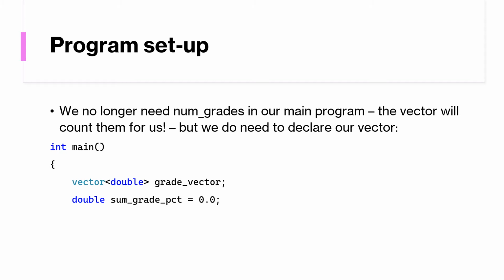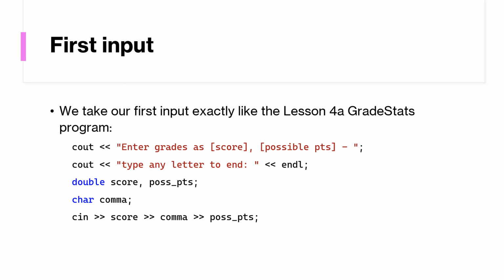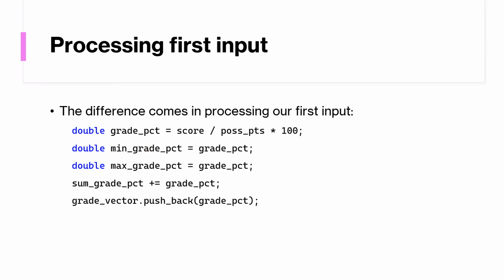Okay. We no longer need the num grades in our main program because the vector is going to count them for us. But we do need to declare our vector. So our int main now starts like this, vector angle bracket double, and we're calling it grade vector. We take our first input exactly like the Lesson 4A grade stats program, so I'm not going to comment on this. The difference comes in processing our first input.